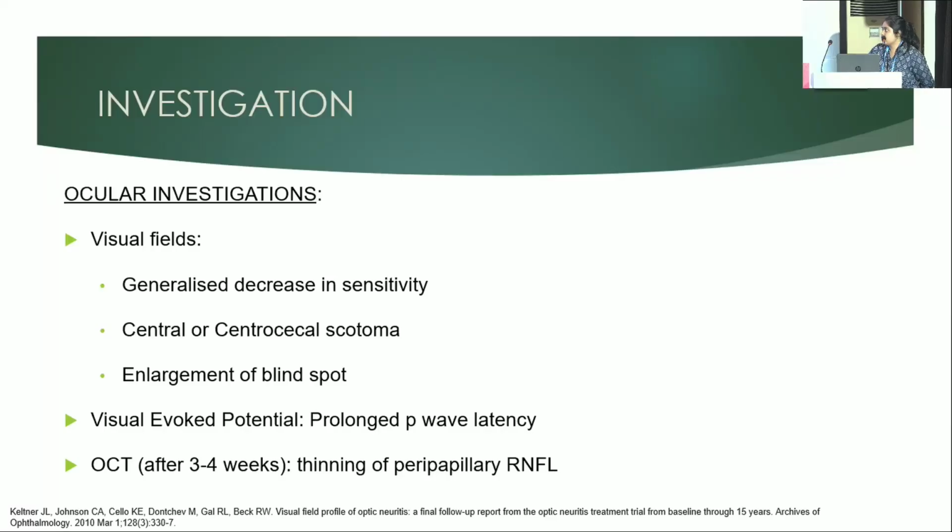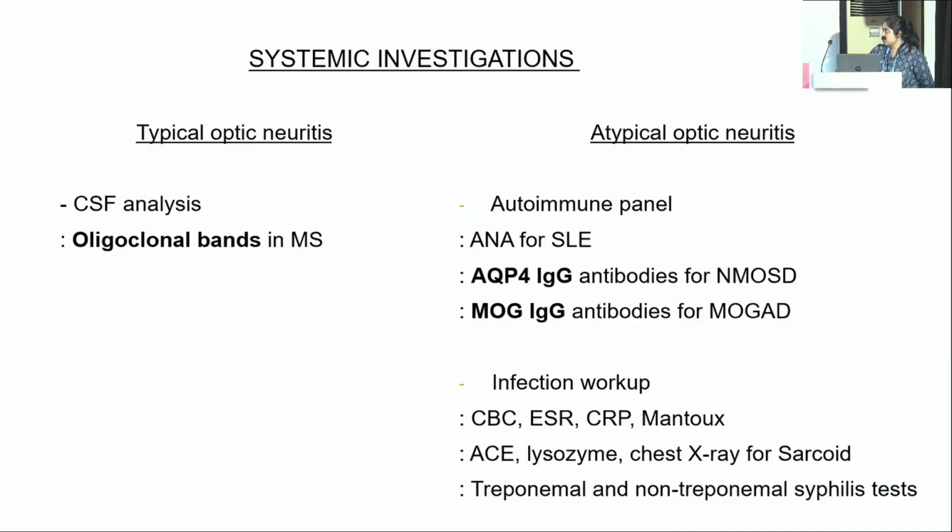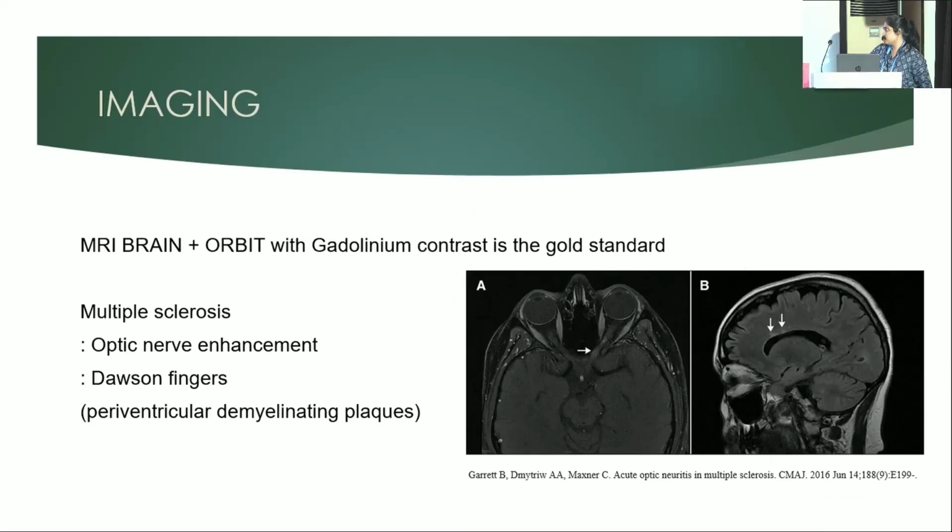Apart from this, ocular investigations like visual fields are very important. They usually have a central or centrocecal scotoma. VEP will show a prolonged P100 latency, and OCT done after 3 to 4 weeks shows thinning of the peripapillary RNFL. For MS, we can use CSF analysis, looking for oligoclonal bands. But for atypical, a large panel of investigations is required, like aquaporin 4 for NMOSD and MOG antibodies for MOGAD. Infectious workup can also be done depending on your clinical picture and differential diagnosis.